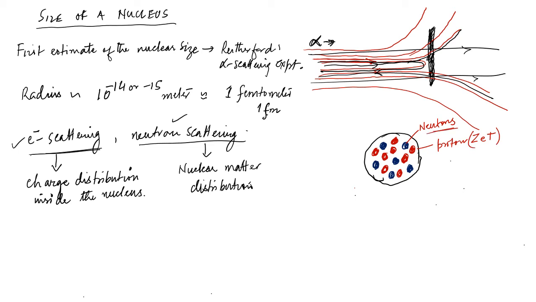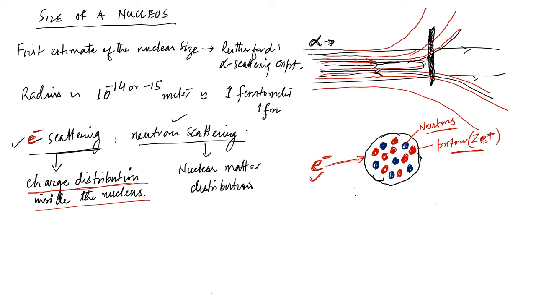The neutron has no charge. Electron is scattered because the electron is a charged particle. When I bombard this nucleus with electrons, what will happen? The electron is a charged particle and the proton is a charged particle, so it will interact with the proton system inside the nucleus. Therefore, we get the charge distribution. This has nothing to do with the neutron, because the neutron is neutral. So the electron scattering experiment only tells us how the protons are distributed, how the charge is distributed inside the nucleus.